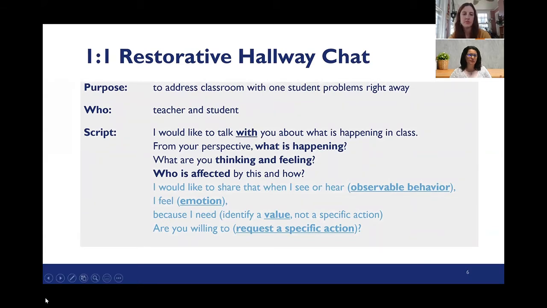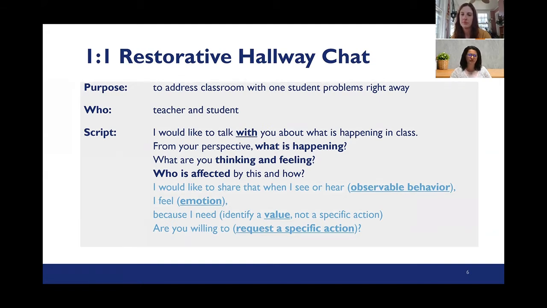And the script that I'm presenting here as an example combines the restorative questions, which are the first few lines, with what's known as nonviolent communication process in the light blue. So it would go something like this: I'd like to talk with you in the hall. I'd like to talk with you about what's happening in class. Can you share with me what's happening?